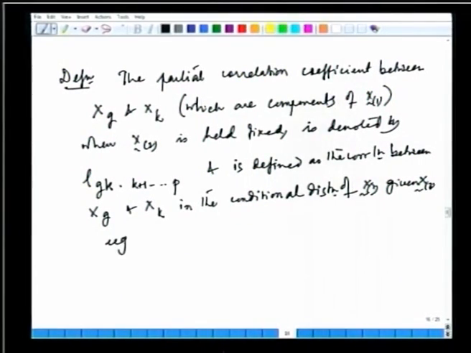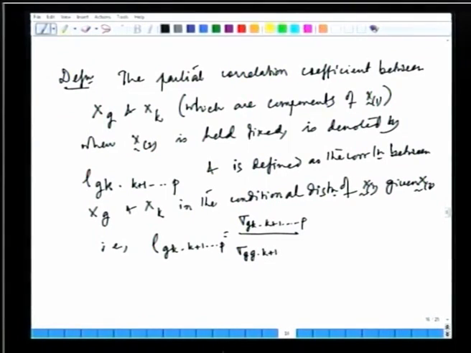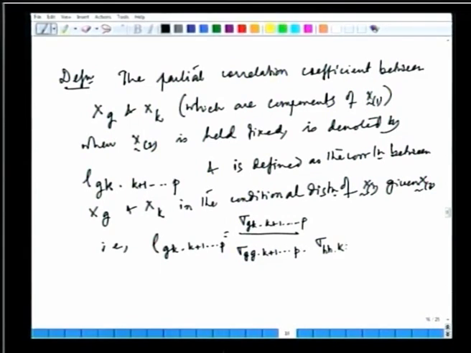That is, by the simple notation I can write rho of gk dot k plus 1 up to p, by my notation of sigma ij, the ijth element of sigma 1 1 dot 2, this is sigma gk dot k plus 1 to p, and we have in the denominator sigma gg dot k plus 1 up to p with sigma hk dot k plus 1 up to p, this raised to the power half, because these are the variances.